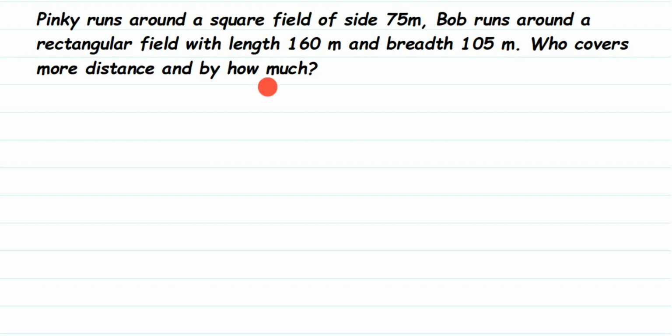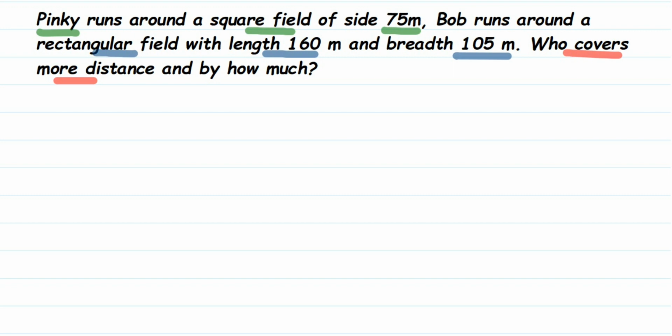So they're talking about two people here. One is Pinky, who runs around a square field, and the side of the square is given, which is 75 meter. And next we're talking about Bob, who runs around the rectangular field, and the length and breadth are given. Length is 160 meter and breadth is 105 meter. What we have to find out? We have to find out who has covered more distance. That is, we have to find out the distance covered by Pinky and the distance covered by Bob, and then we have to compare whose distance is more here.